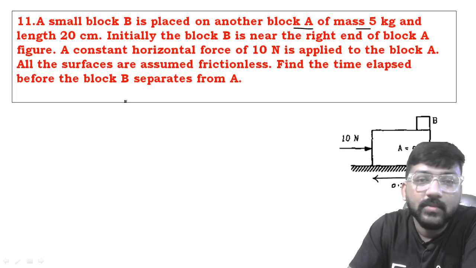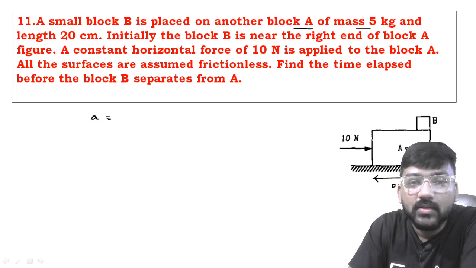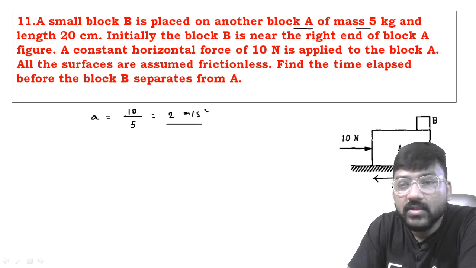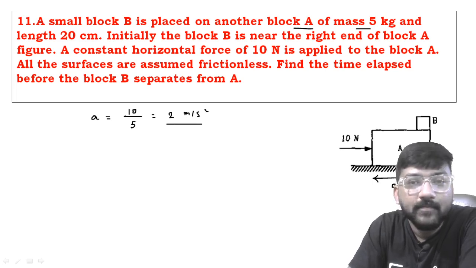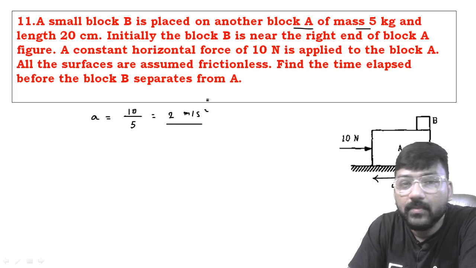The acceleration of A is the force divided by mass. Here force is 10 Newton and the mass is 5 kg. That is just 2 meter per second square. So now how much time it will take to cover the 0.2 meter will be the time elapsed before the block B separates from A.